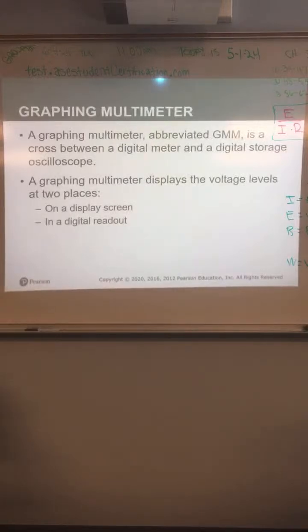All right, graphing multimeter, abbreviated GMM. It's a cross between a digital meter and a digital storage oscilloscope, or DSO. It shows voltage levels at places on the screen or in a digital readout.